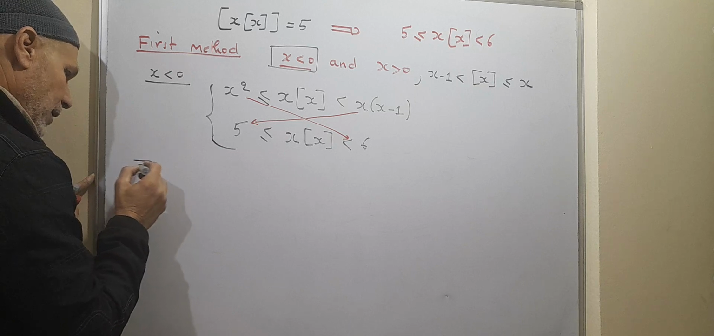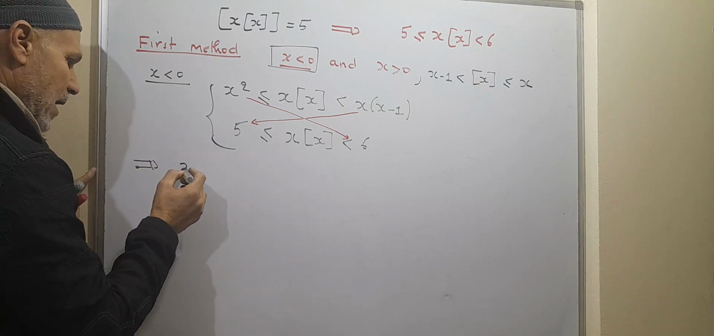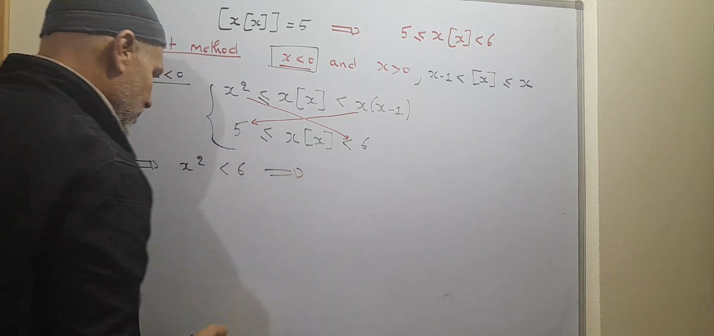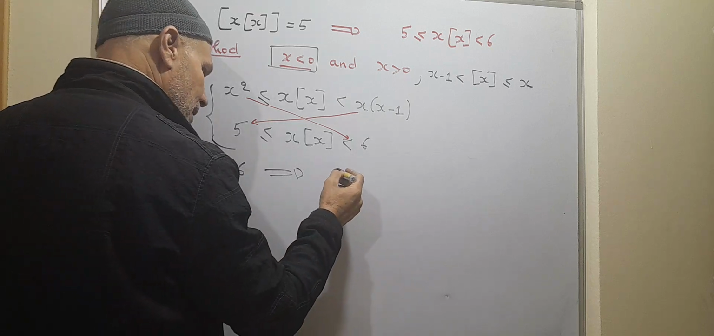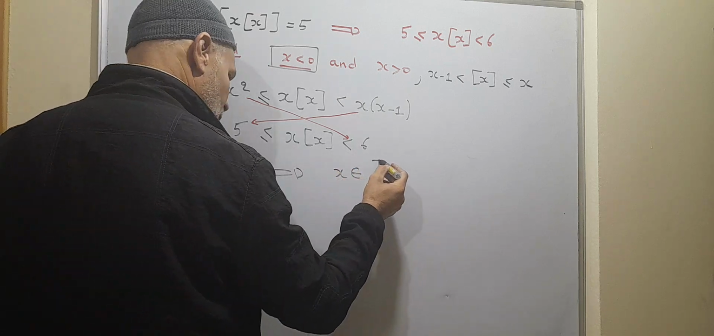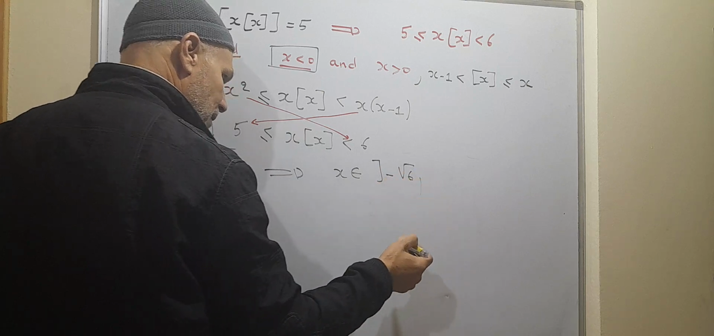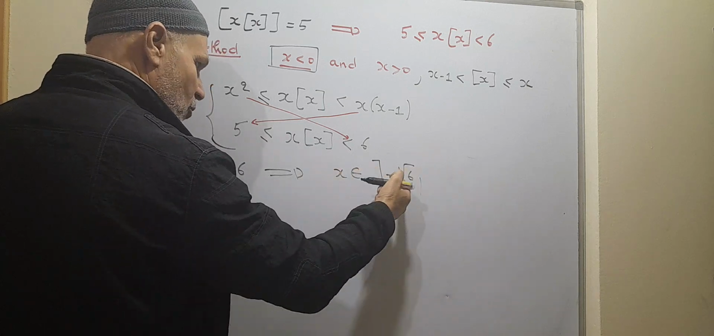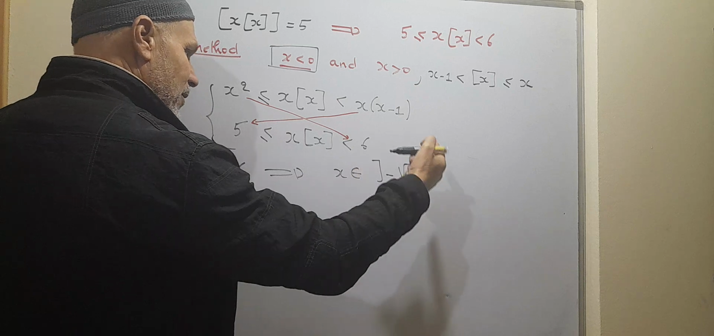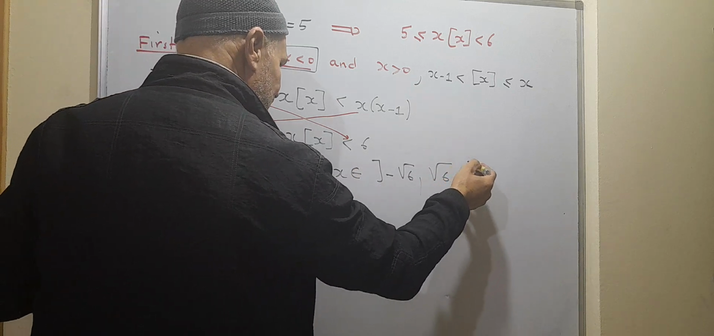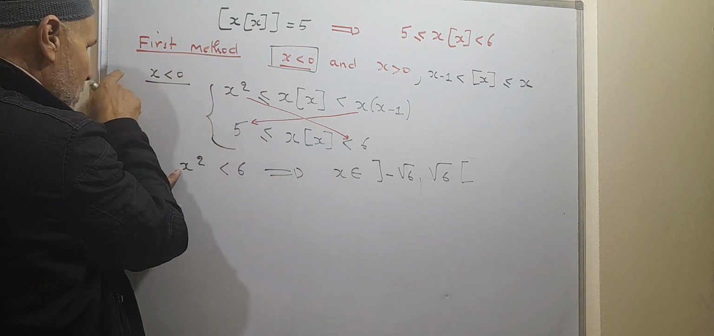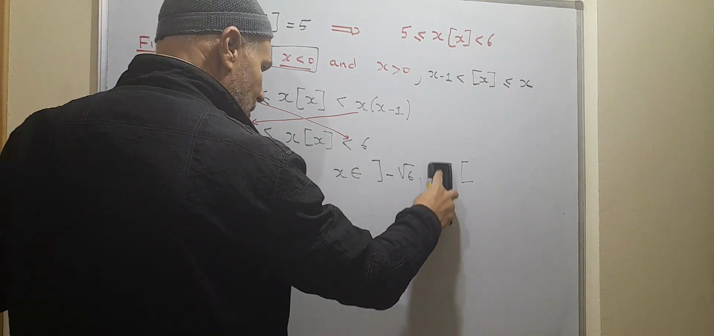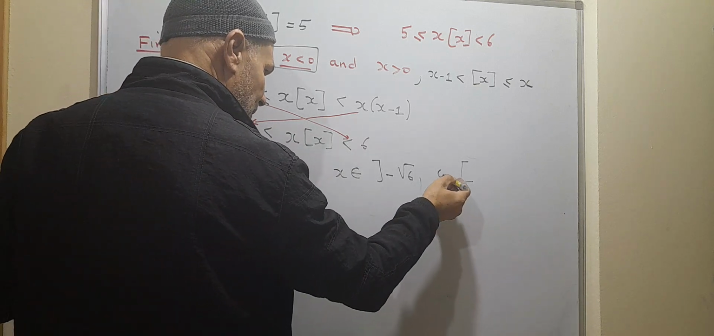So from this double inequalities system, we have x squared less than 6. This implies that x belongs to minus the square root of 6, the square root of 6. But since we suppose first that x is less than 0, we can just reduce this interval to this one.